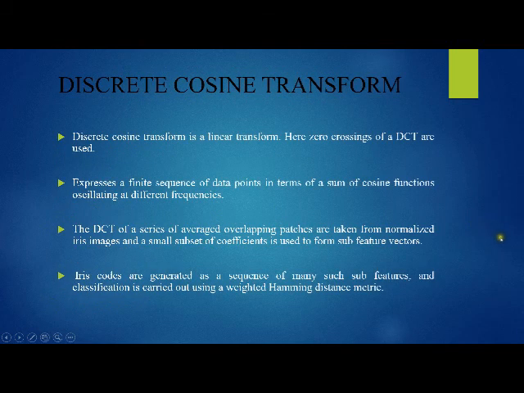So this essentially is a linear transform where the zero crossings of the transform are used, and what it does is it averages the overlapping patches from the normalized iris images and makes a subset of feature vectors, after which the iris codes are generated as a sequence, and we can employ Hamming distance to match with these subfeatures.